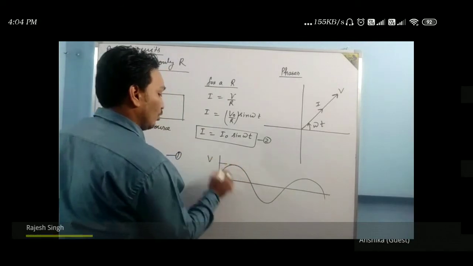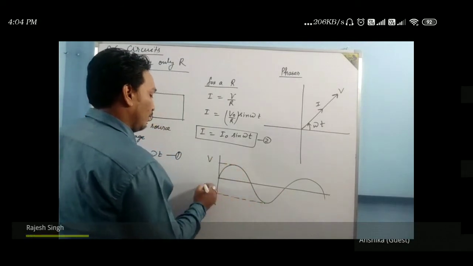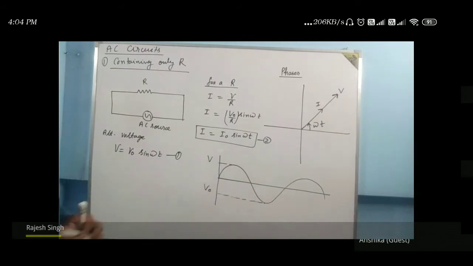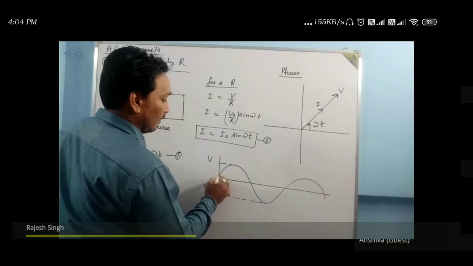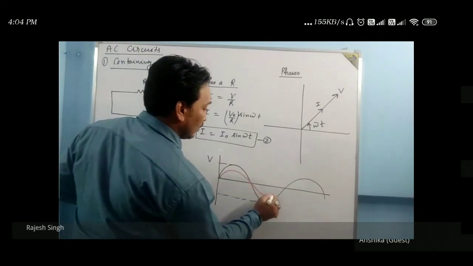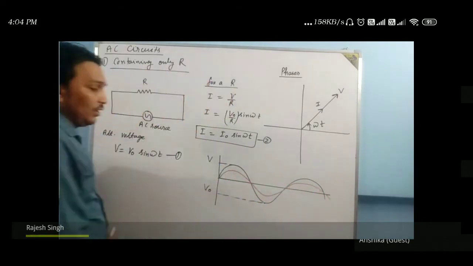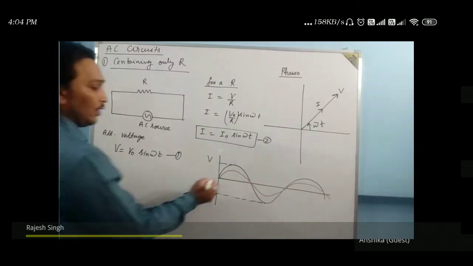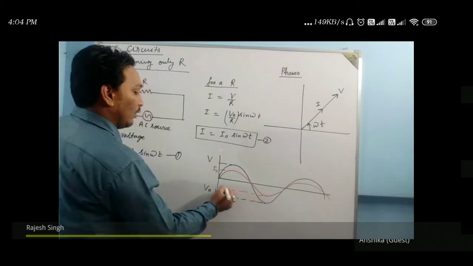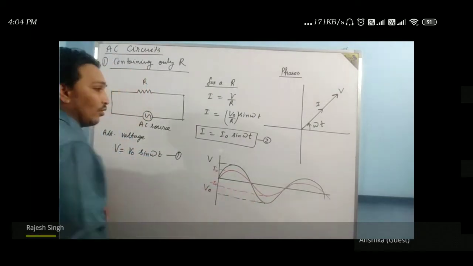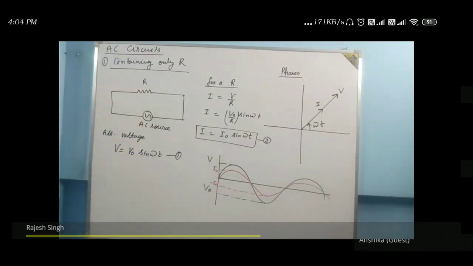If graphical representation is required, then for voltage, the graph is like this. This is your V, this is your V naught. For current, the graph is slightly lower, but it has the same phase. So the current graph will be like this. This will be the value of I naught, and this will be minus I naught. It is the easiest AC circuit we have, containing only R.